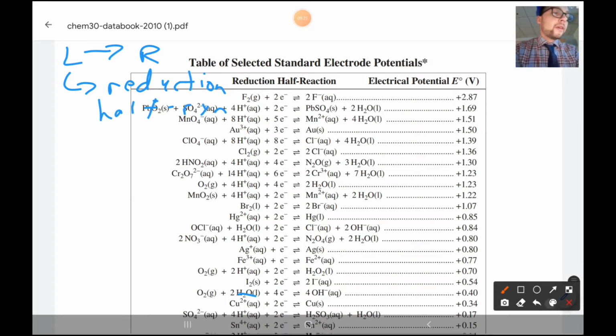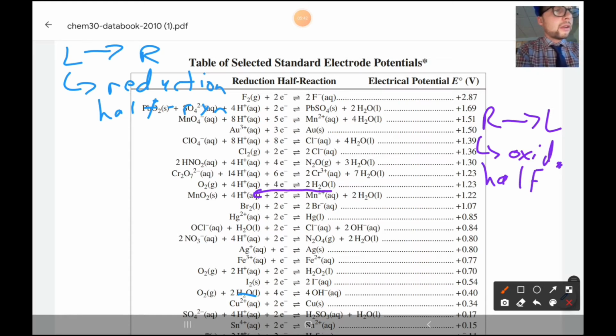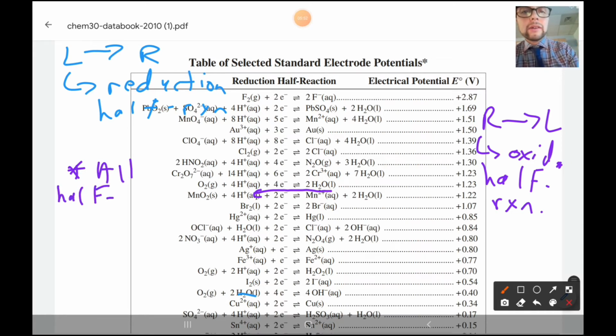Now, with the same understanding, when we go from right to left, so let's say I pick water here and we're going to go this way, then that's going to be an oxidation half reaction. And the good thing about this whole table, I'm going to write it as a star here, is that all half reactions are already balanced.